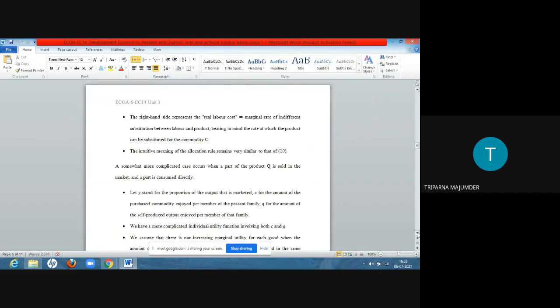Now we come to a somewhat more complicated case where a part of the product Q is sold in the market and a part is consumed directly. Now, I want to ask you whether you've understood up till here. Have you understood the nature of the peasant economy and how equilibrium is obtained in case of a simple economy? Have you understood?